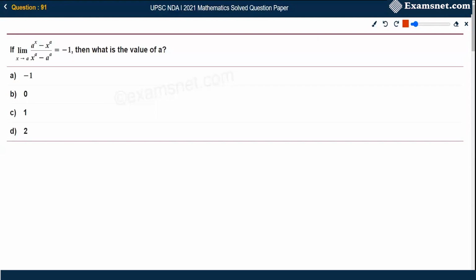In question number 91, it is given that limit x tends to a of (a to the power x minus x to the power a) by (x to the power x minus a to the power a) equals to -1, then what is the value of a?